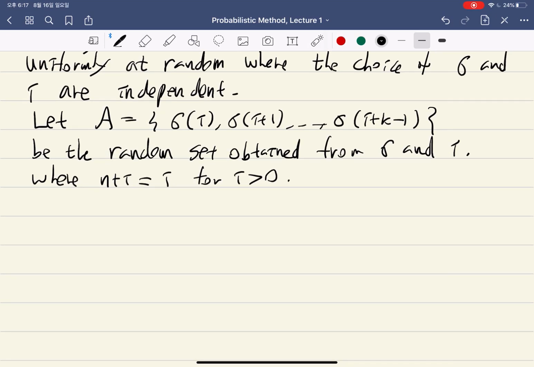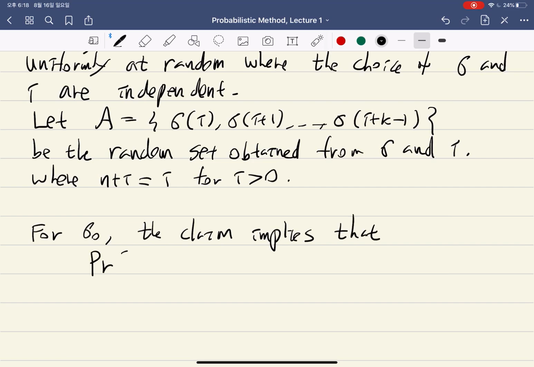Then, what do we have? If we consider a permutation sigma_0, then the claim implies that the probability that A is in the H set of H, conditioning on sigma being exactly sigma_0, so we fix sigma and then we choose I at random, has probability at most k over n.